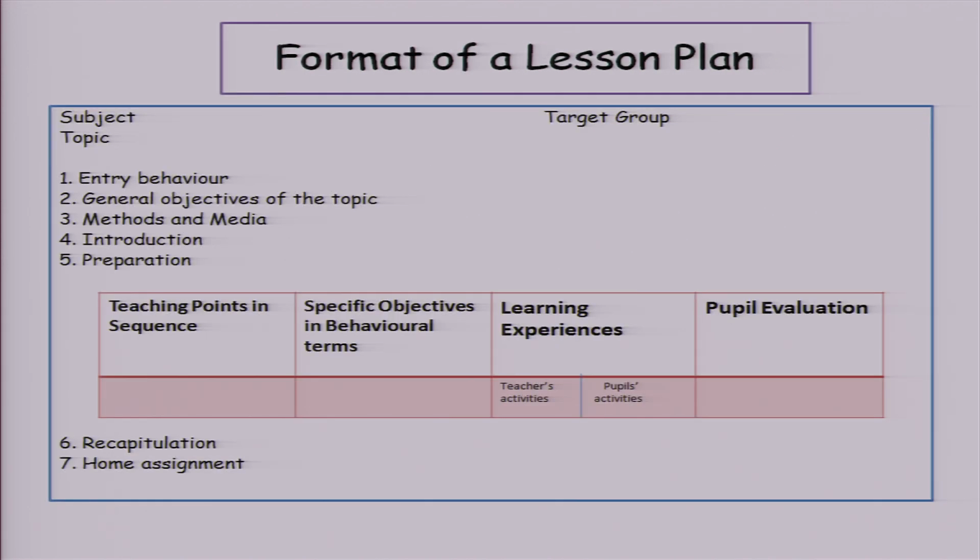Now a format of the lesson plan, which is based on the Herbartian steps, is displayed on the screen. Here we can see the subject taught, the topic, the target group, the entry behavior, the general objectives, methods and media, introduction, preparation. And then the main concepts will be there. What will be the teacher activity and the learning activities, or we can state the learning experiences. In the last column, we can see how we assess. And then the recapitulation and home assignment come.